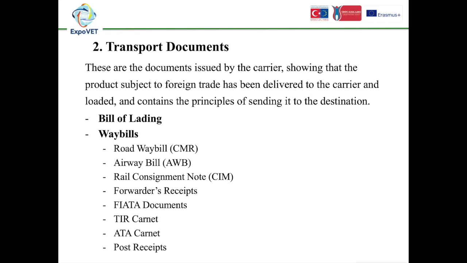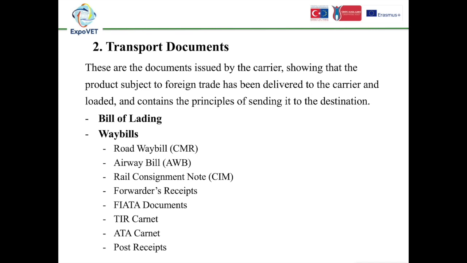The second group is transport documents. These are the documents issued by the carrier showing that the product subject to foreign trade has been delivered to the carrier and loaded, and containing the principles of sending it to the destination. Transport documents vary according to the type of transport.